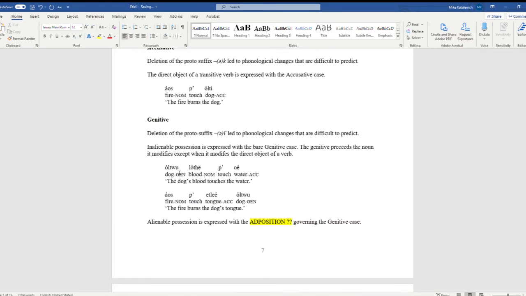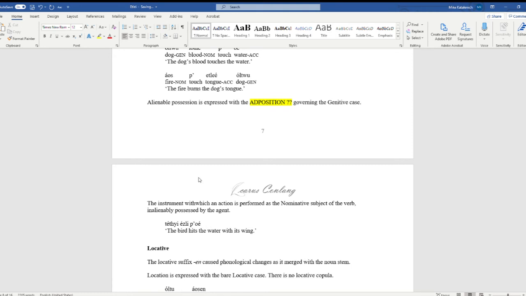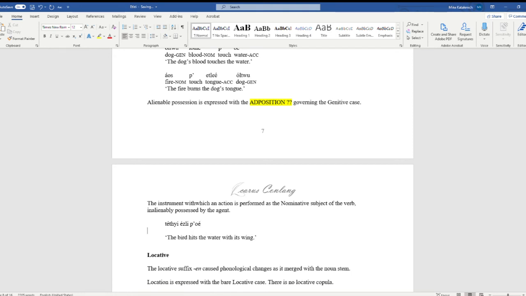So, here we are. Tethyi Etlei boe. Tethyi Etlei boe. And that'll be bird, genitive, wing, nominative, touch, water. Okay, and then, oh, I should make these my small caps first. Okay, so instrumentality is figured out, which is good.